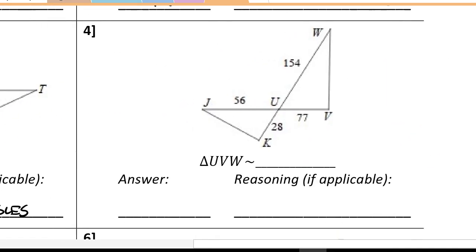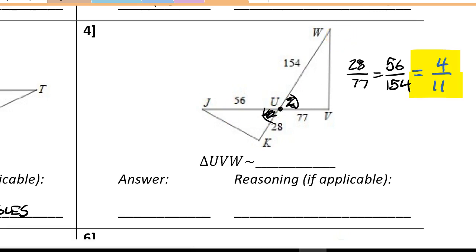Question number 4. Once again, we're presented with a similar scenario. We have a shared vertex, which means that these are going to be vertical angles, and we have 2 sides on either side of the angle, so it's looking like side, angle, side, triangle similarity. We have the congruent angle, so we need to set 28 over 77 should reduce down to the same number as 56 over 154. Do they? Yes, they do.